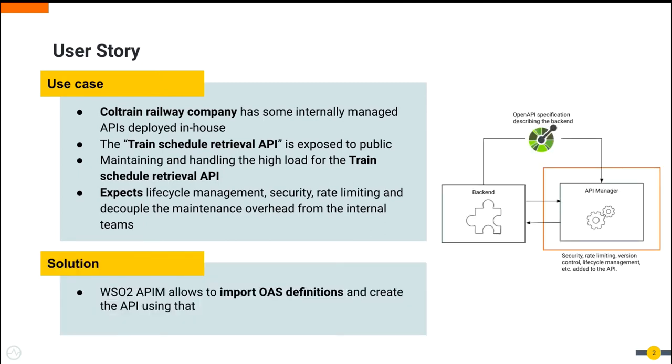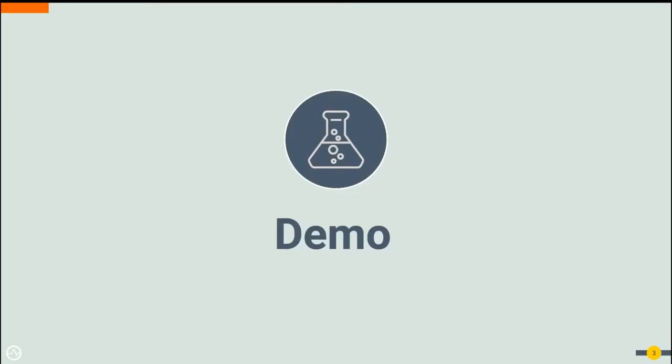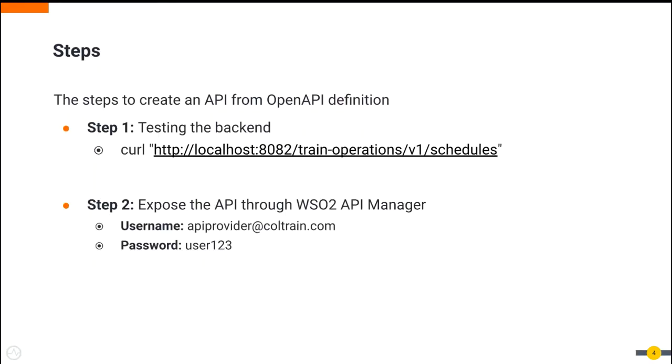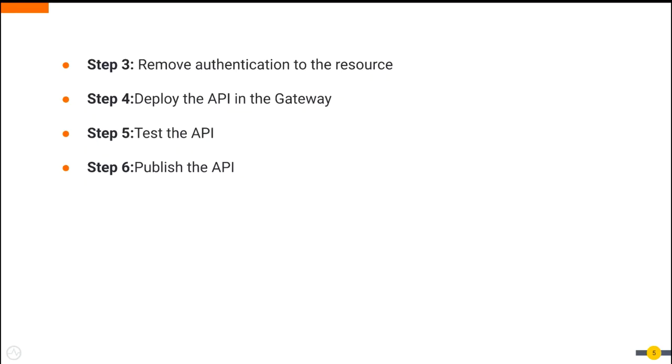As the solution, WSO2 API Manager provides capability to import OAS definitions and create the APIs using that. Let's try out this use case. There are 6 steps to be evaluated in this tutorial. They are testing the backend, exposing the API through WSO2 API Manager, removing authentication to the resource, deploying the API in the gateway, testing the API and publishing the API.